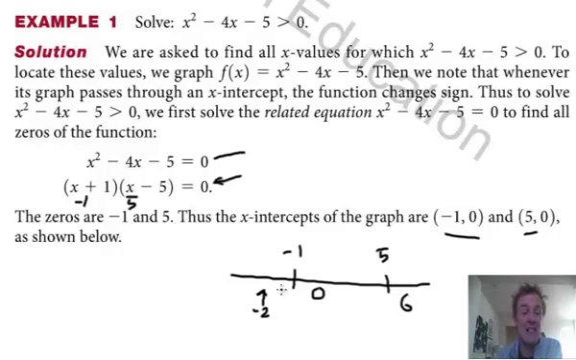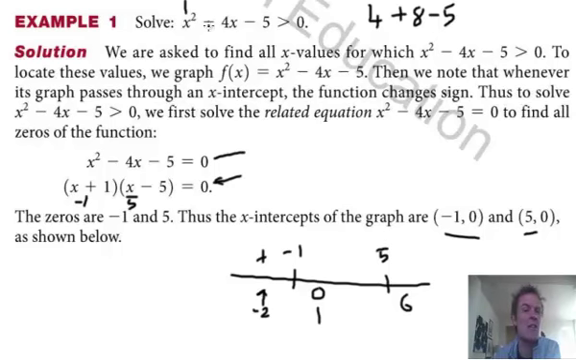Now I'm going to test this. Negative 2, let's put it back into here. Negative 2 squared is 4. Negative 4 times negative 2 is positive 8, and then take away 5. Now can you see, I don't have to know exactly what the number is. I just have to realise that it is going to be a positive answer. If I put negative 2 in, I'm going to get a positive answer on this area, which is true. I want it to be greater than 0.